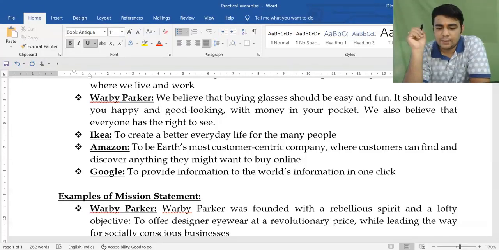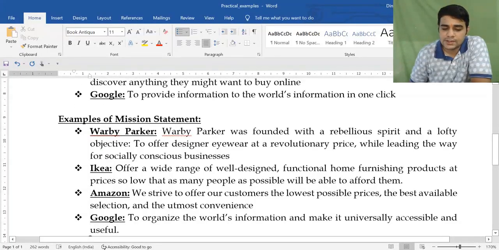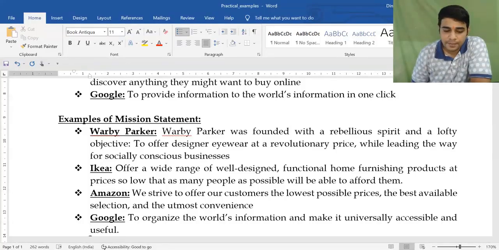Vision will basically tell where they want to reach. Some of them could have reached that stage or they could be closer. For example, Google: to provide the world's information in one click. More or less they are closer to it. They do provide all possible information. And what they are currently doing is organizing the world's information in a universally accessible form.